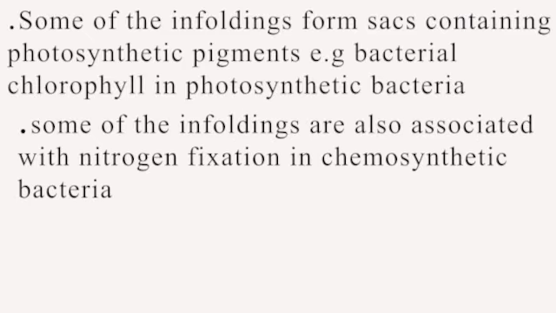Some of these infoldings form sacs containing photosynthetic pigments, for example, bacterial chlorophyll, which is used by photosynthetic bacteria like blue-green bacteria, which trap light from the sun and carbon from carbon dioxide to make their own food. Now, some of these infoldings, however, are associated with nitrogen fixation. For example, in chemosynthetic bacteria like Nitrobacter, these get energy not from light, but from oxidation of inorganic materials like ammonia. This ammonia is used to make amino acids, and eventually proteins are made.